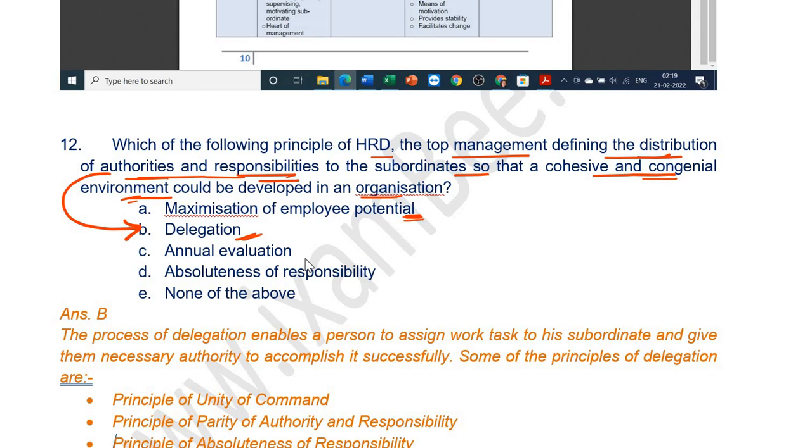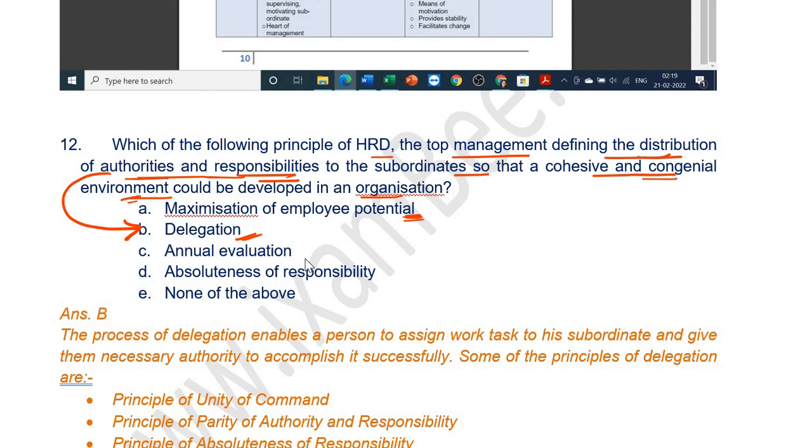But understand that the importance of delegation in an organization is also smooth functioning, because if everything is done by the top management and they do not delegate work, a big organization cannot be run with only a few people.